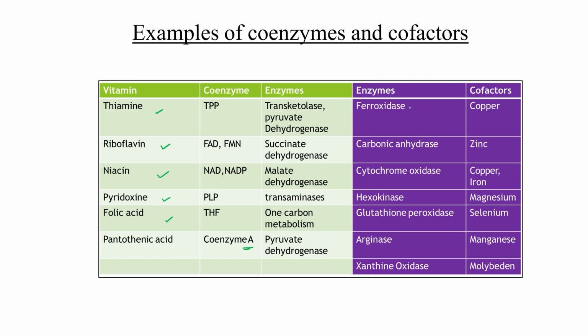While some other cofactors are metals like copper, zinc, iron, magnesium, selenium, manganese, molybdenum, for different enzymes like ferredoxin, carbonic anhydrase, cytochrome oxidases, hexokinases, glutathione peroxidases, arginases, and xanthine oxidase. These are certain examples of coenzymes and cofactors. So this is all about the structure point of view.